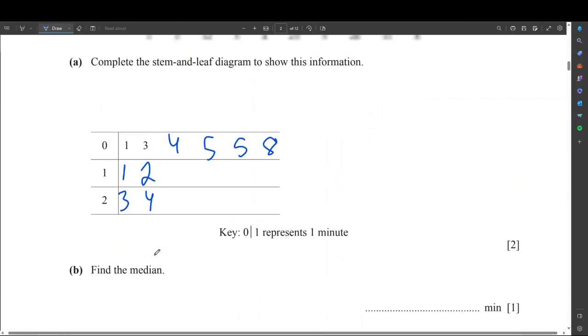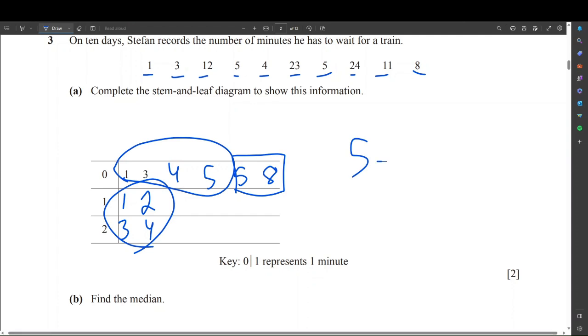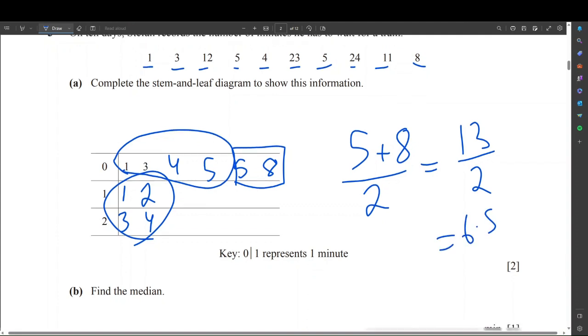Now, we need to find the median. We already have them in ascending order, so all we need to do is find the middle values. And there are 1, 2, 3, 4, 5, 6, 7, 8, 9, 10 values. And 10 is an even number, so you take the 5th and 6th numbers and take the average of them, because there'll be 4 on this side and 4 on this side. So we just do 5 plus 8 divided by 2. 5 plus 8 is 13. So this will be 13 divided by 2, which is 6.5.